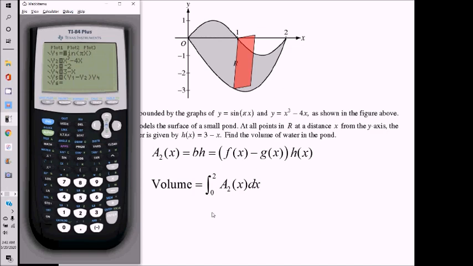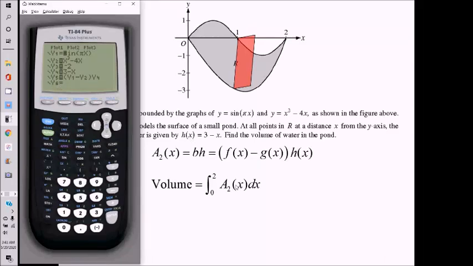So I'm going to do most of the work for this in my y equals. If you take a look here, down in y4, I've defined my h of x function, 3 minus x. That's just this h of x function here. And in y5, I've defined pretty much what I did for a sub 2. I had basically f minus g, y1 minus y2, in parentheses, times my h of x function, which I put in y4. So y5 then, that is my a sub 2.